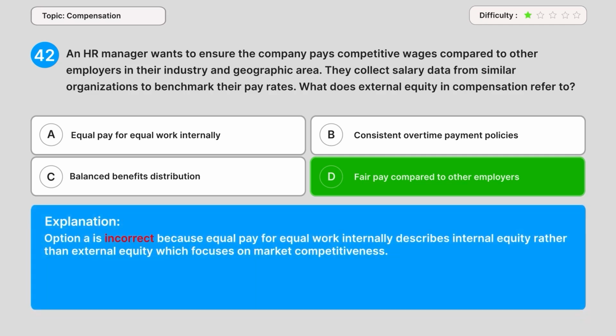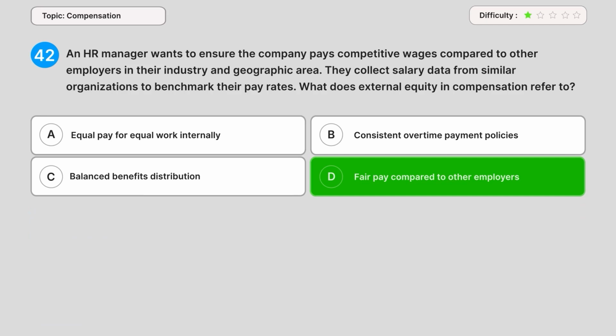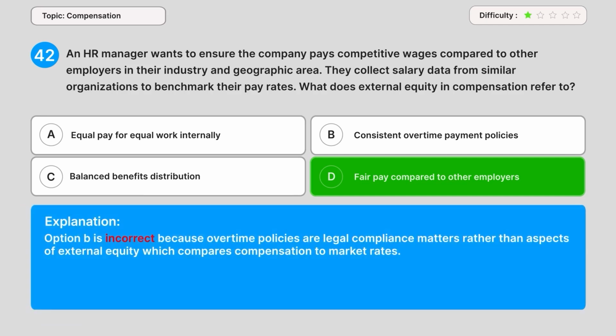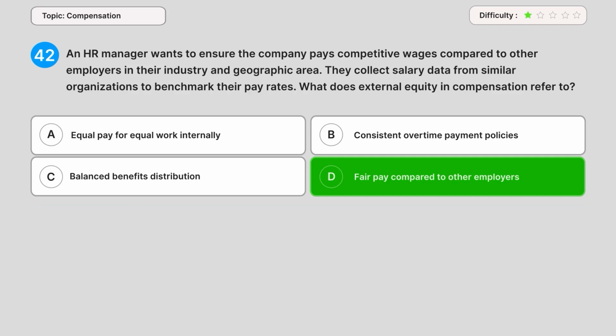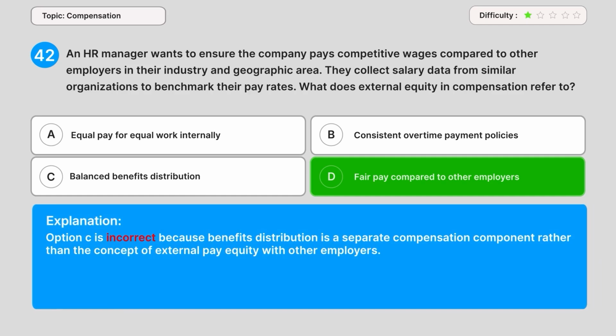Option A is incorrect because equal pay for equal work internally describes internal equity rather than external equity, which focuses on market competitiveness. Option B is incorrect because overtime policies are legal compliance matters rather than aspects of external equity, which compares compensation to market rates. Option C is incorrect because benefits distribution is a separate compensation component rather than the concept of external pay equity with other employers.